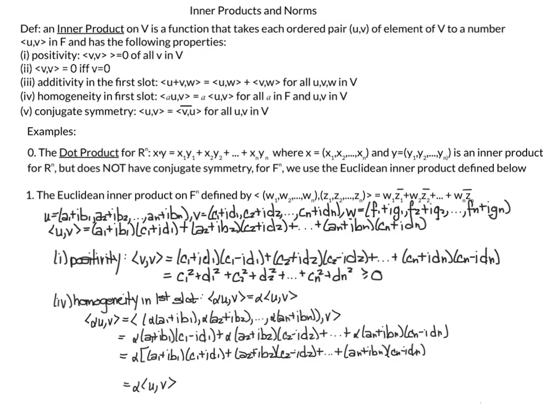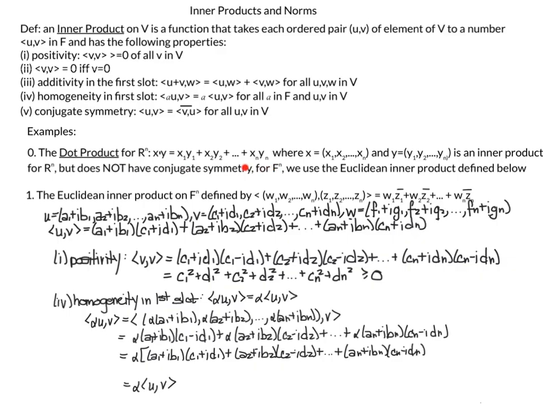We did some examples, which I'm not going to do in full, but I'm just going to give you a brief introduction to a couple of them. First, we talked about the dot product. It's an inner product for Rn, but if we try to extend that to Fn, possibly complex numbers, we see that it fails conjugate symmetry.